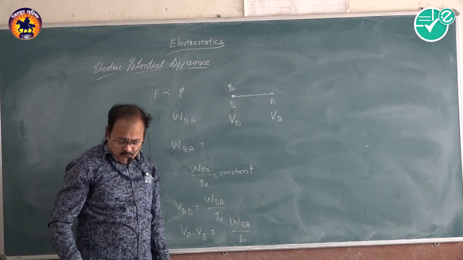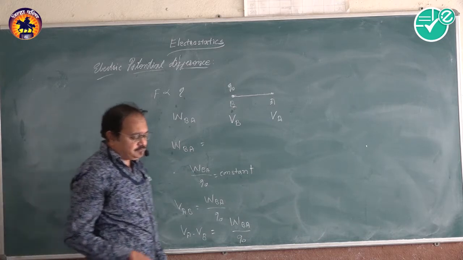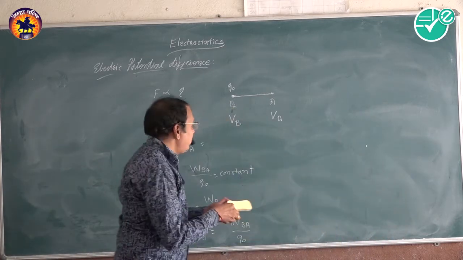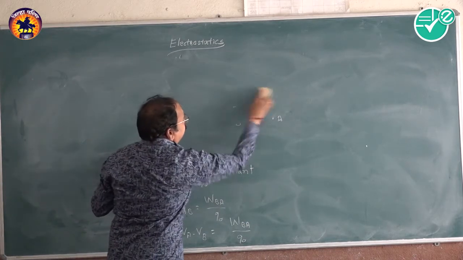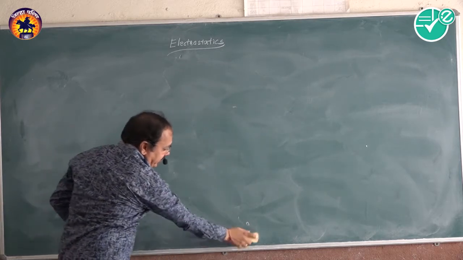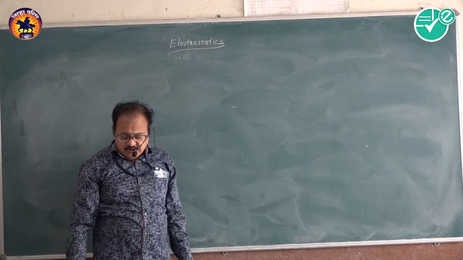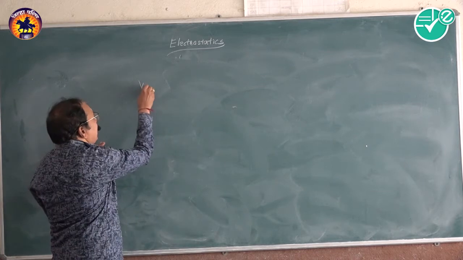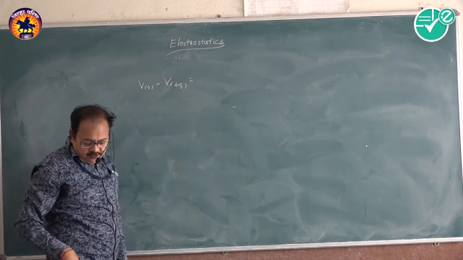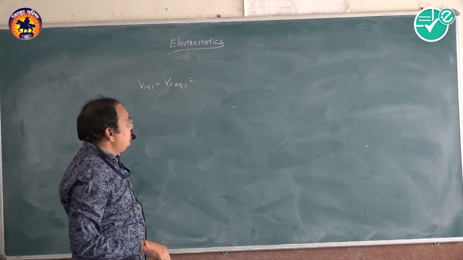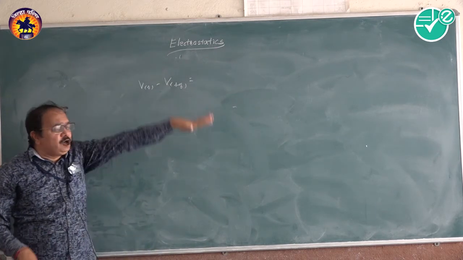Now, we have to take another example. Now we have to calculate the electric potential difference due to an electric dipole. Here, the electric potential due to a point charge is V_R minus V_reference, equal to the work done for bringing the charge Q naught from infinity to the present location.